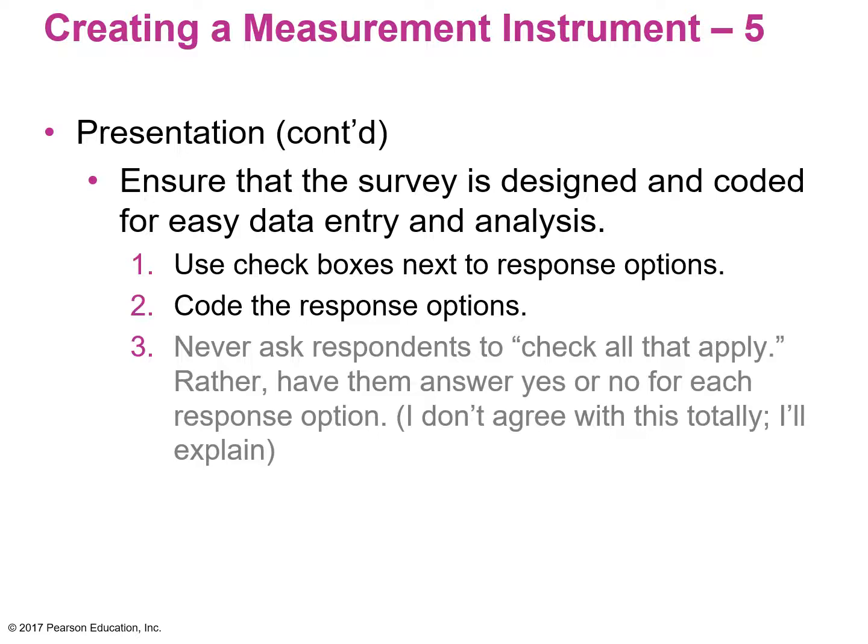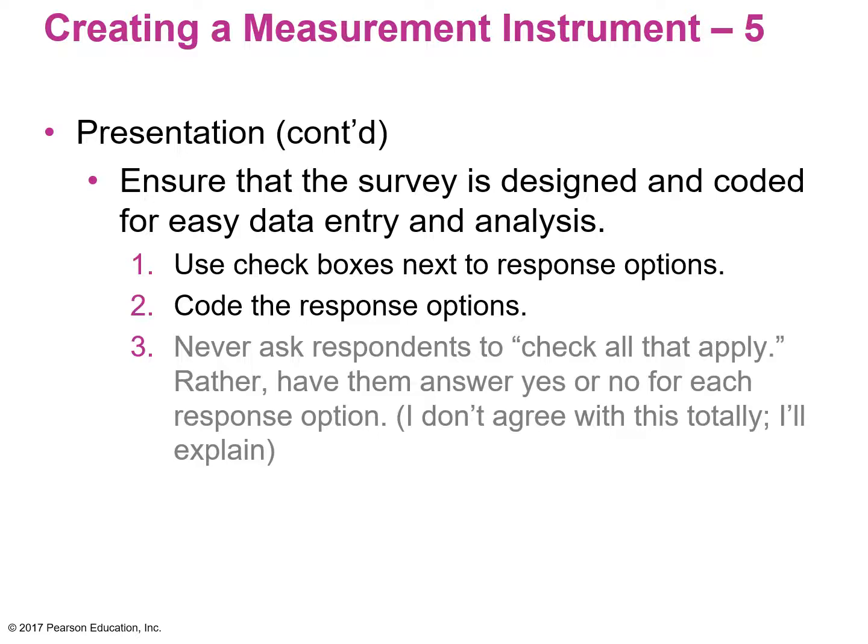So it's nice to use check boxes next to the response options. You're going to code the response options. Depending on the question, if it's a yes or no, you might have 0, 1 as the code, 0 for no, 1 for yes. You might have 1 through 9 if there's 9 options. So you just have to really think through how do you want to code the different types of responses.